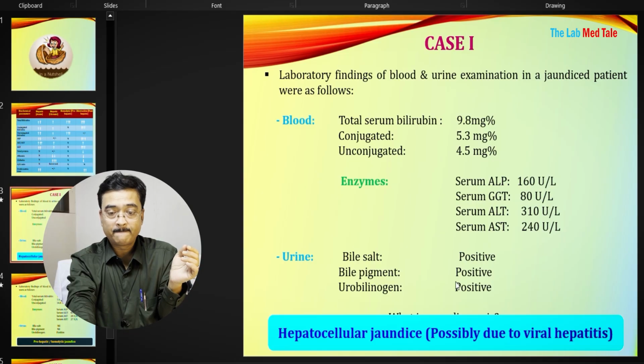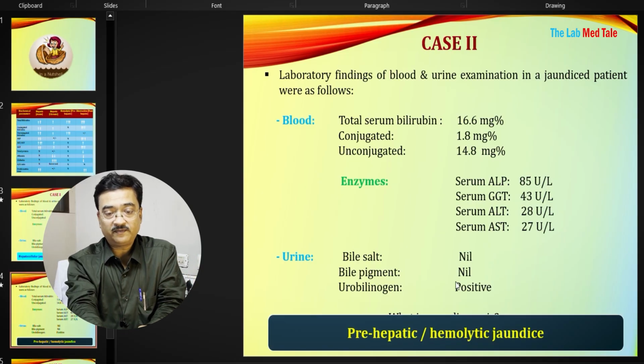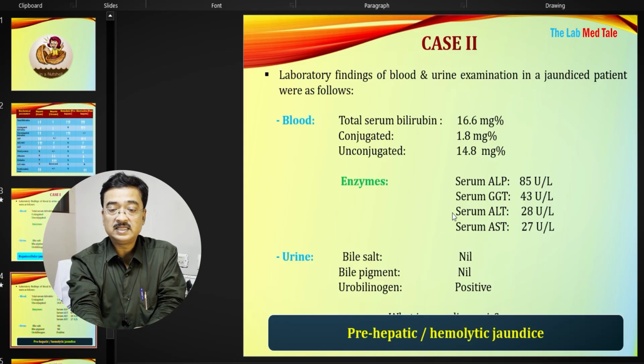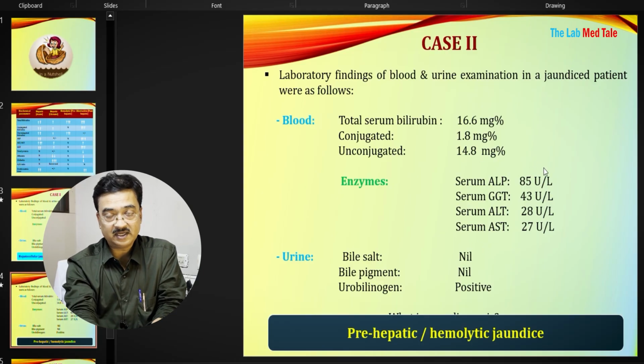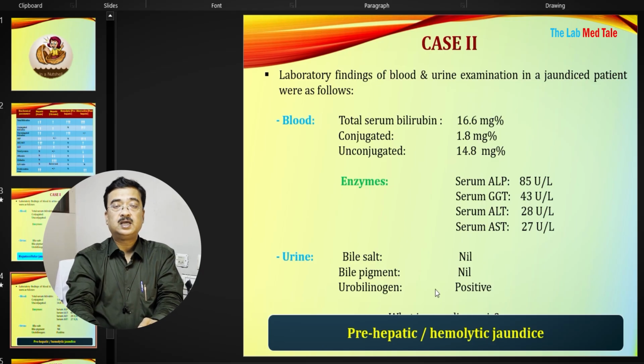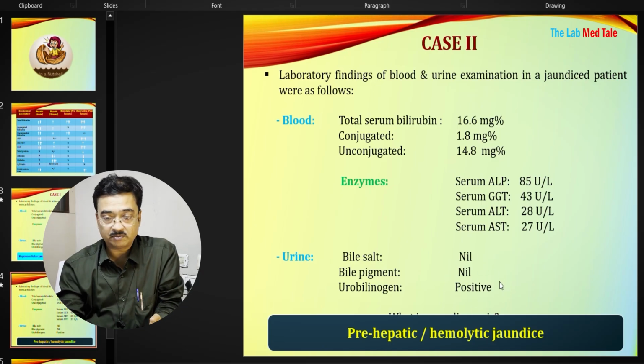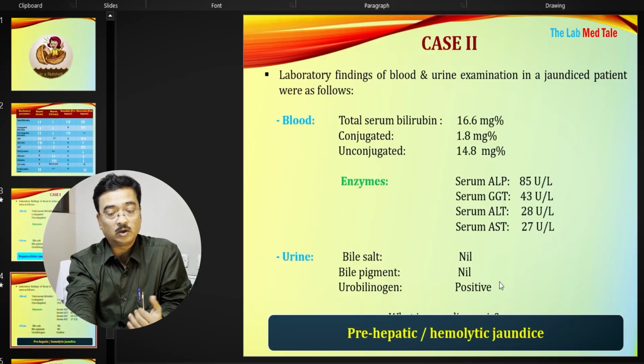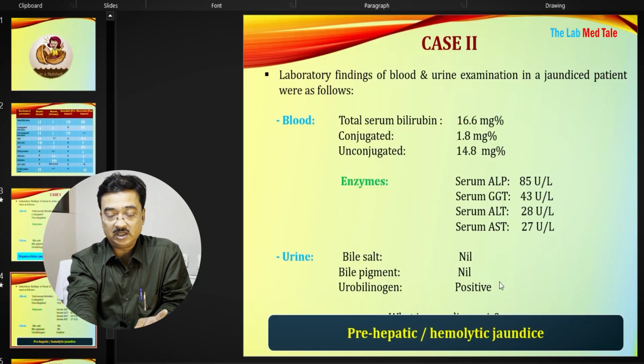Now this is case 2, where you will find the total bilirubin is very high, mostly unconjugated, and the rest are all normal. Enzymes are all normal, which signifies what? That the liver condition is okay, but the excess bilirubin is mostly unconjugated and urobilinogen is very much positive. That means the jaundice is due to overproduction of bilirubin, or over-destruction of RBC. So we call it a prehepatic or hemolytic jaundice.